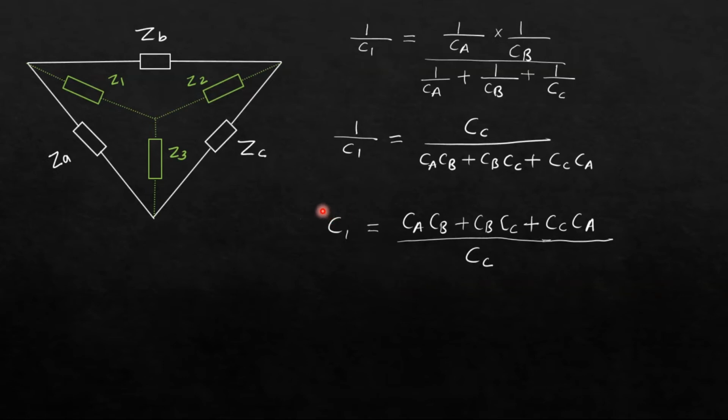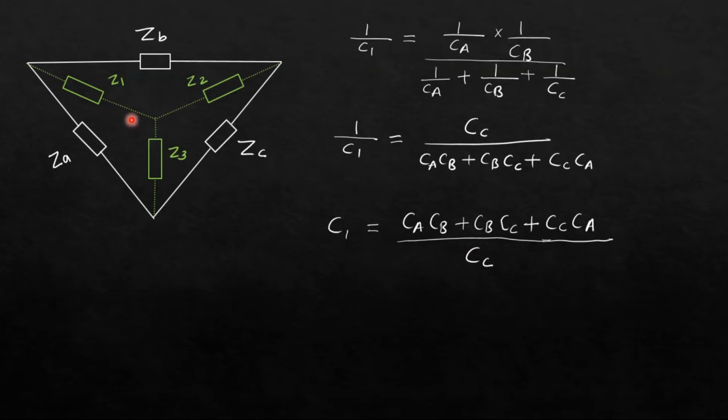Now how to write for capacitor? There is a trick for capacitor also. You have to remember this one, CA/CB, CB/CC, CC/CA. This is easy to remember. You have to take all possible pairs. CA/CB, CB/CC, CC/CA. Now you have to divide by CC.